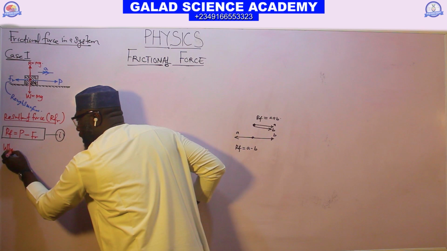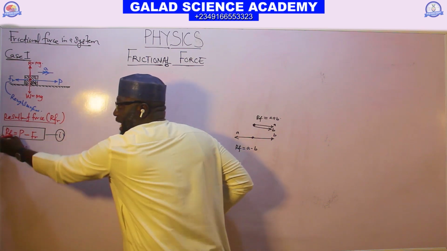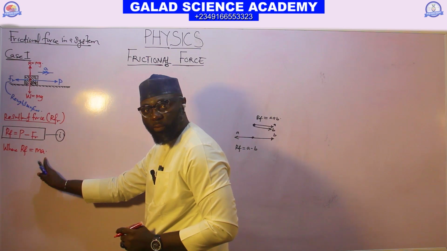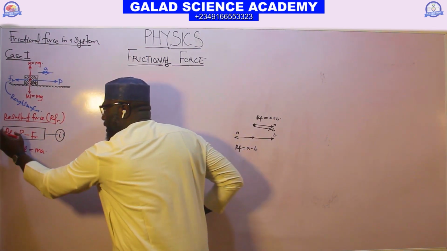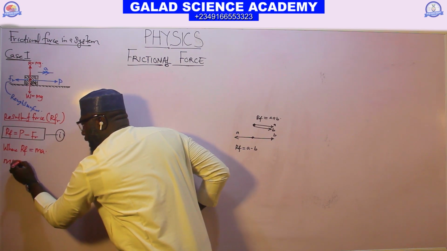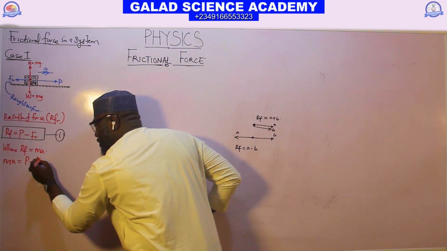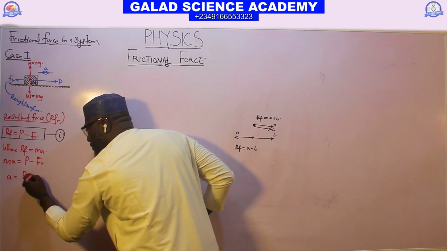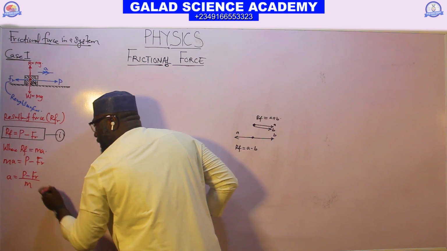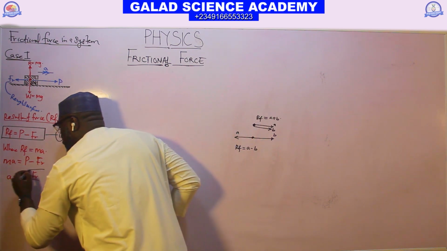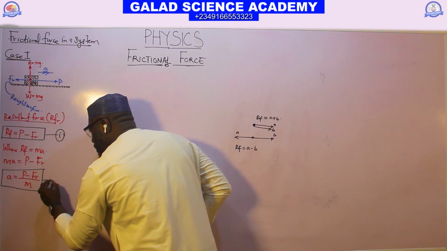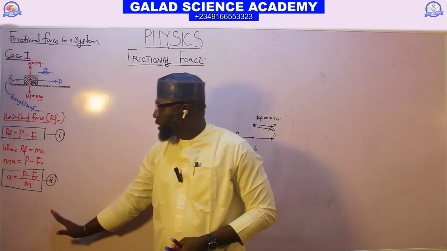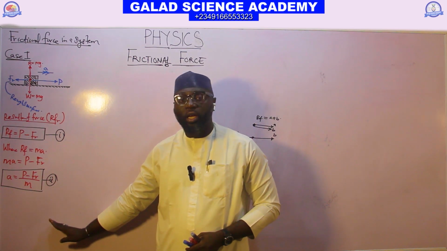But again, you can say where the resultant force, the net force, given as resultant force, will be equal to ma, mass times acceleration. Want to know this acceleration? You now have ma equal to applied force minus frictional force. Divide through by m. You will have a equal to applied force minus frictional force over m. This is the formula for acceleration of moving body. Call it equation 2. This is for case 1.